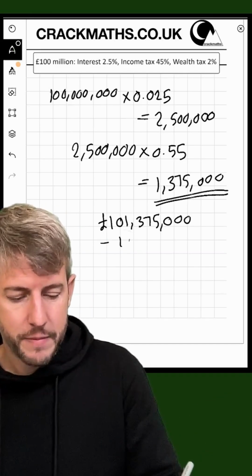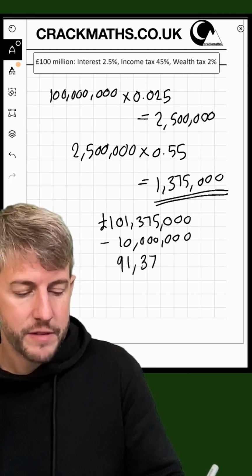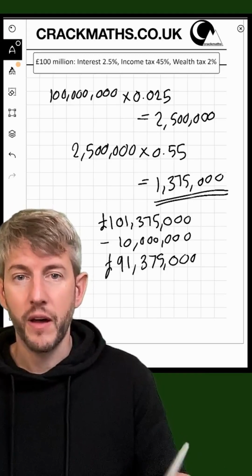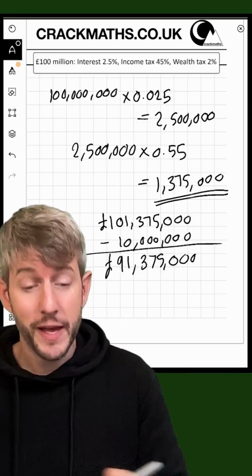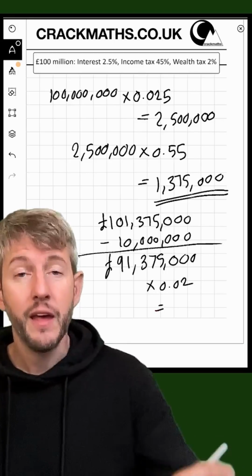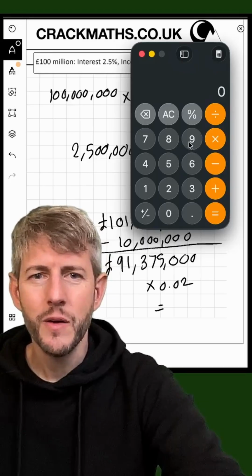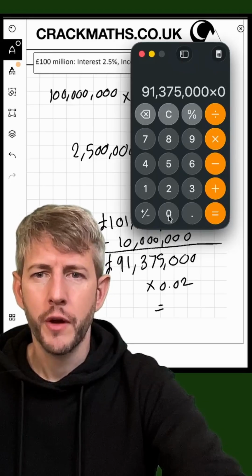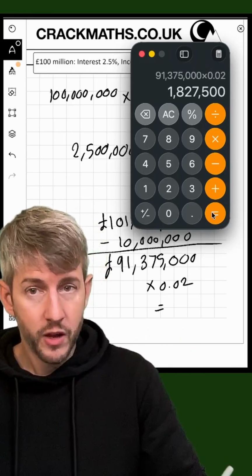So let's take away the 10 million, and that's going to leave us with £91,375,000 in which the wealth tax is applied. So now we've got this. In order to find out how much wealth tax we're going to pay, we've got to multiply this by 0.02 in order to find 2%, and that will be the wealth tax. So let's get the calculator out. Okay, so here we go, 91,375,000 multiplied by 0.02.